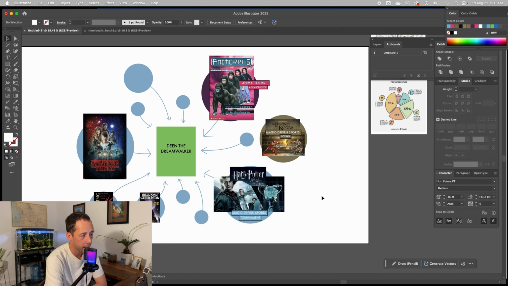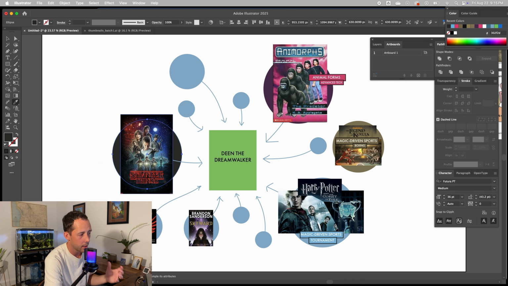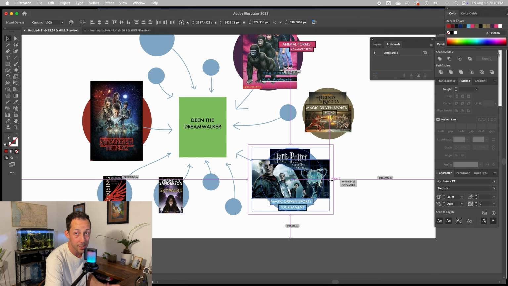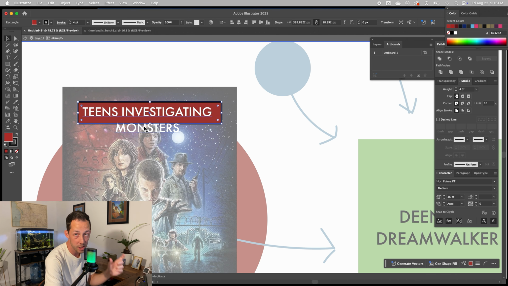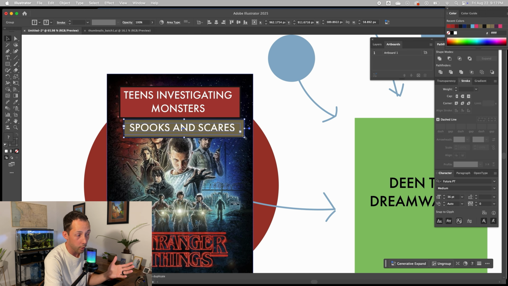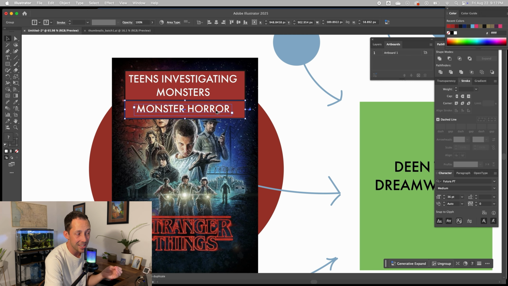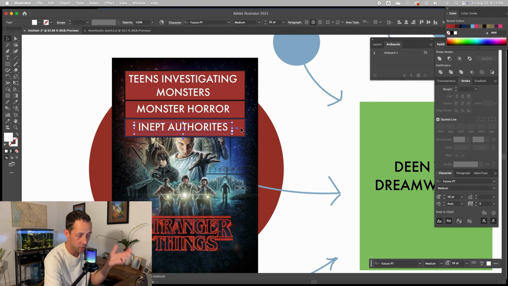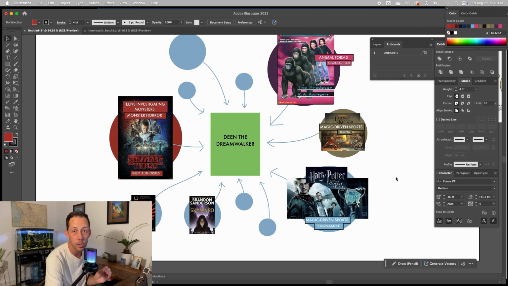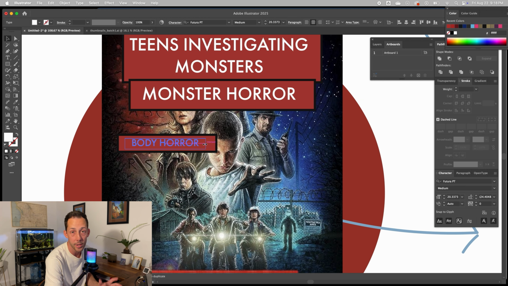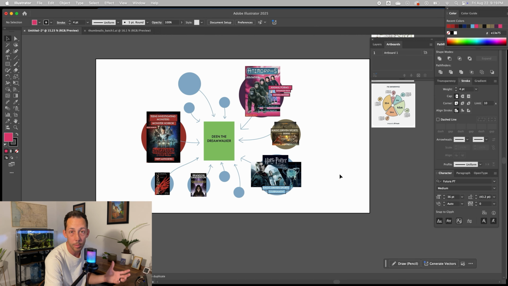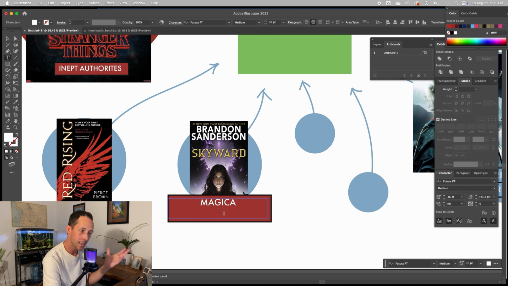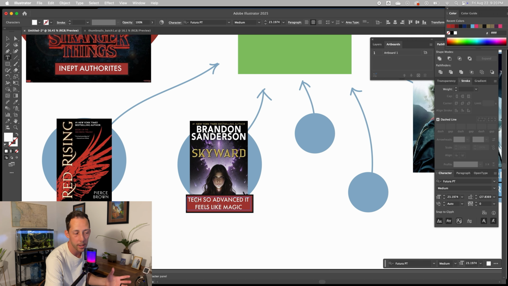As I build this graphic, I'm choosing tags and representing them in different sizes. This is to show you that some things play a bigger part in inspiring my book than others. So for example, the concept of teens investigating monsters from the Stranger Things world, that's a large inspiration for my book, and that's something that happens in my book. The teenage characters are investigating monsters that are appearing in their town, and it works in a similar way to how it works in Stranger Things.